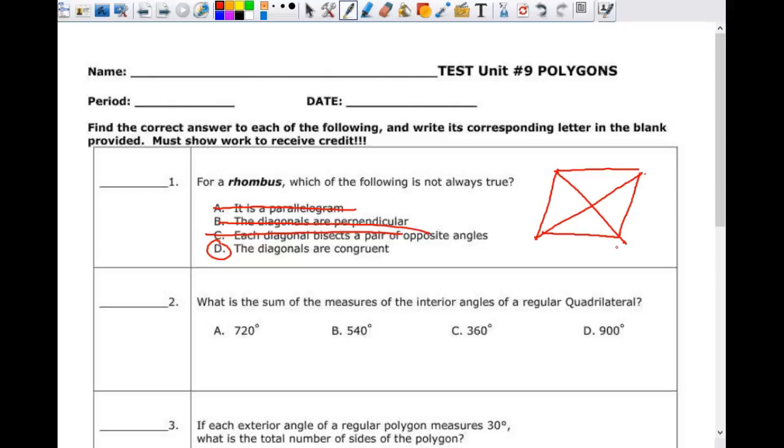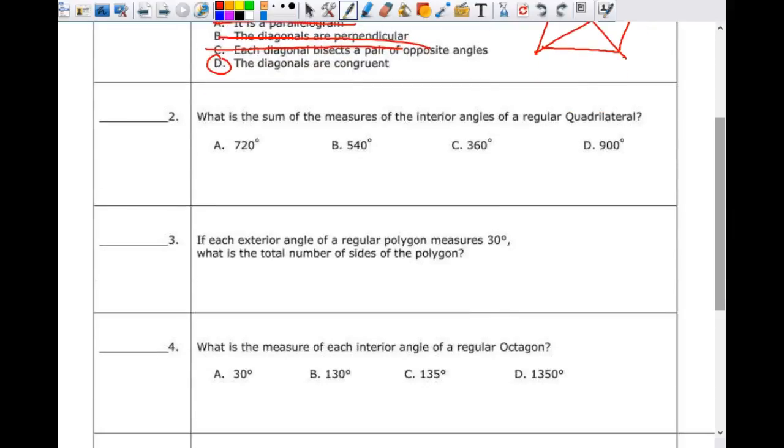The sum of the measures of the interior angles of a quadrilateral. So that's going to be this equation, n minus 2 times 180. Quadrilateral is 4. So 4 minus 2 times 180, which is 2 times 180, which is 360.